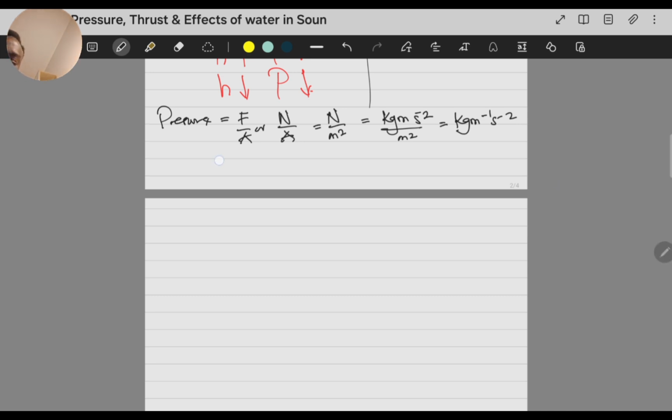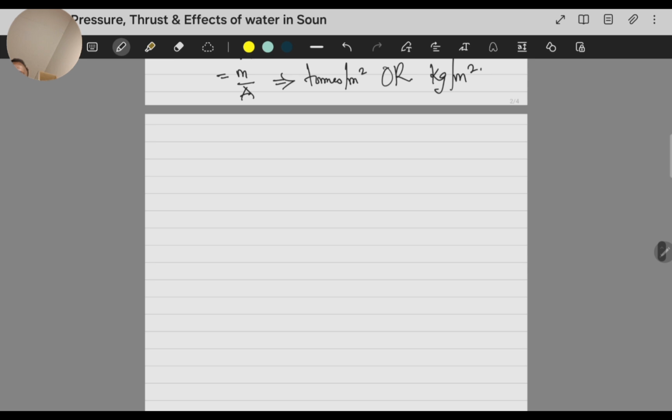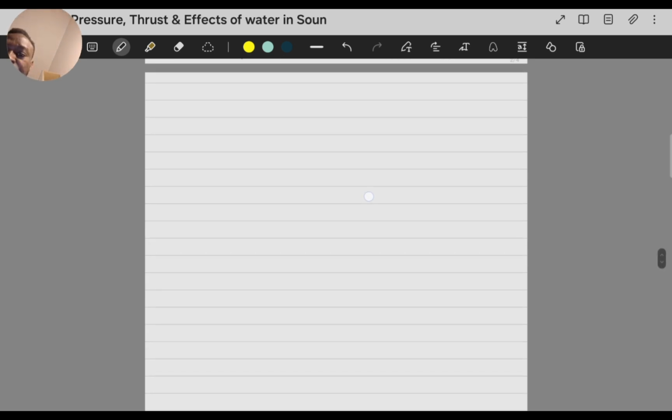But also we can say, instead of using the force, instead of using weight, we can consider that in terms of mass over area, which can then be tons per meter squared. That's if mass is in tons, or if it's in kilograms, it's going to be kilograms per meter squared. So this is what we're going to be using going forward, at least for this class.